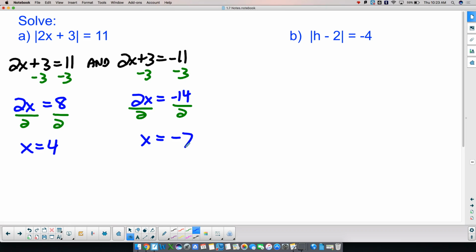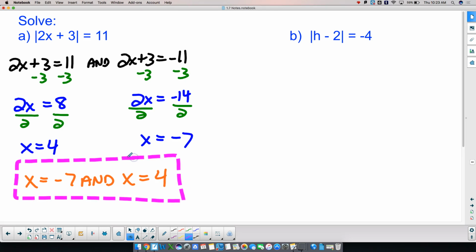Okay, so if I check 4, 2 times 4 is 8, plus 3 is 11. Absolute value of 11 is 11. That one checks out. If I check -7, 2 times -7 is -14, plus 3 is -11. Absolute value of -11 is 11. So that checks out. So we have x equals -7 and x equals 4 as our answers.